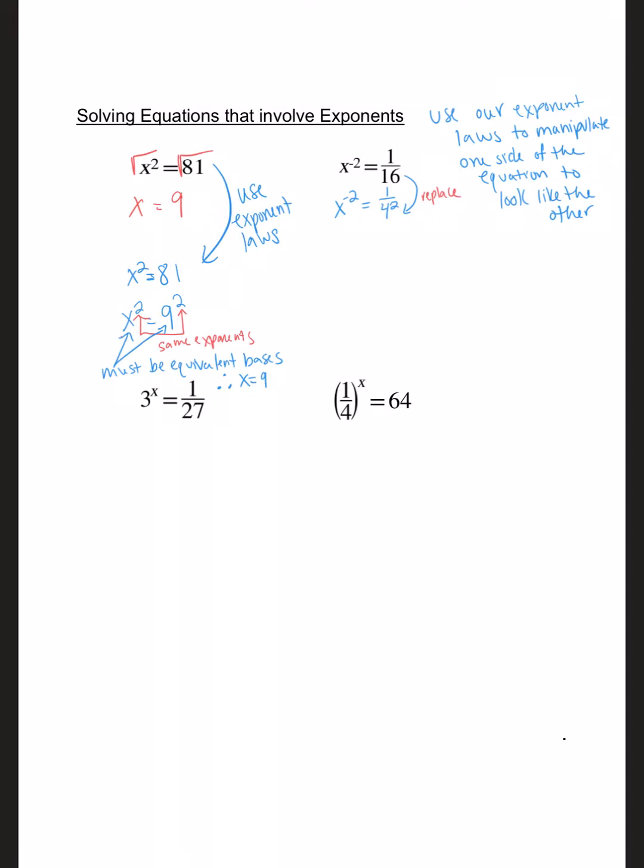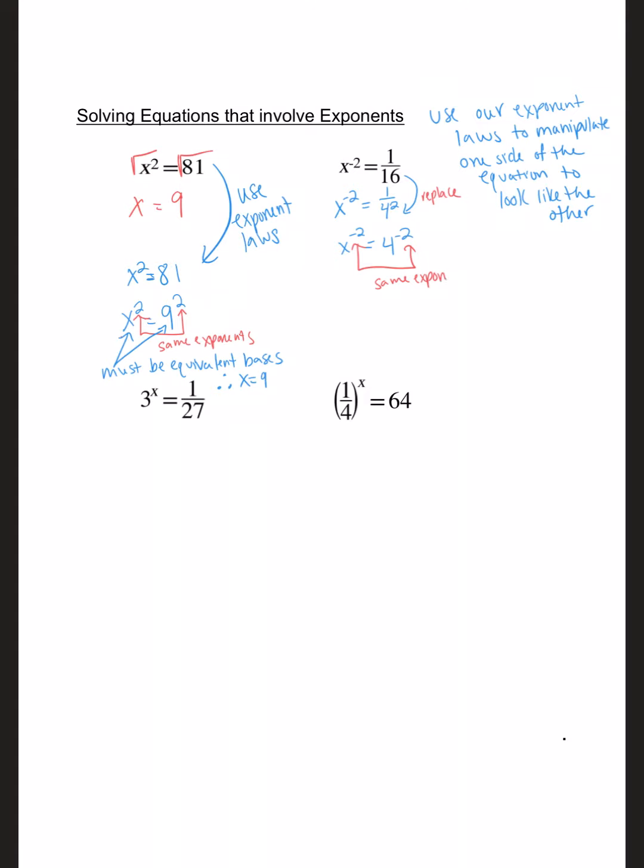Right, so I'm replacing 16 with 4 squared. Now my exponent laws tell me that if I have 1 over 4 squared, then that's going to be the same as 4 to the negative 2, right? Because if I flip it, it's going to switch the sign of my exponent. And if I have x to the negative 2 over here, okay, I'm starting to make the two sides look the same. So I have my same exponent.